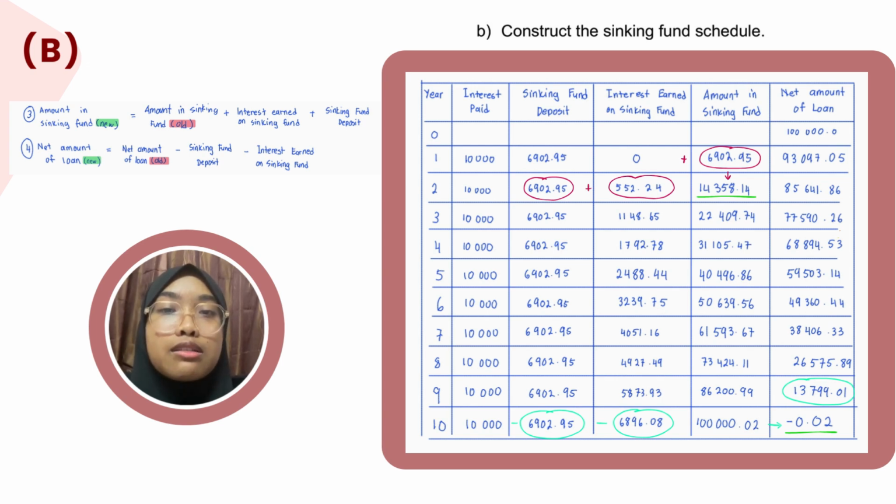For year 10, 13799.01 minus 6902.95 minus 6896.08 equals to, we got the negative sign, negative 0.02. The negative value happens because of rounding. In practice, we treat this as 0. So the loan is fully settled.